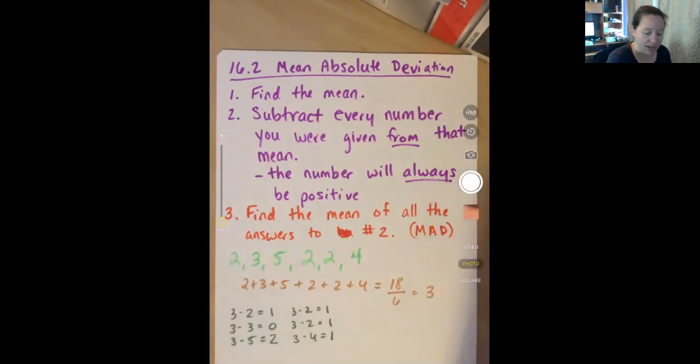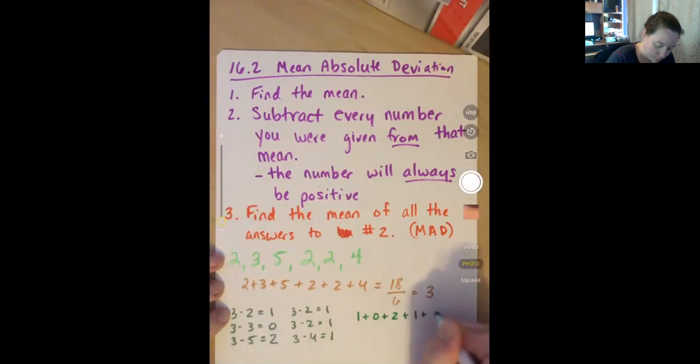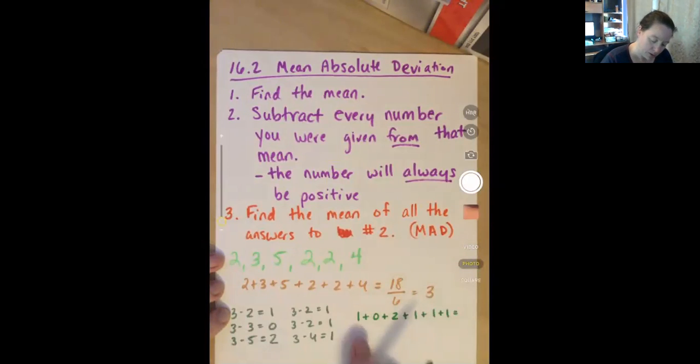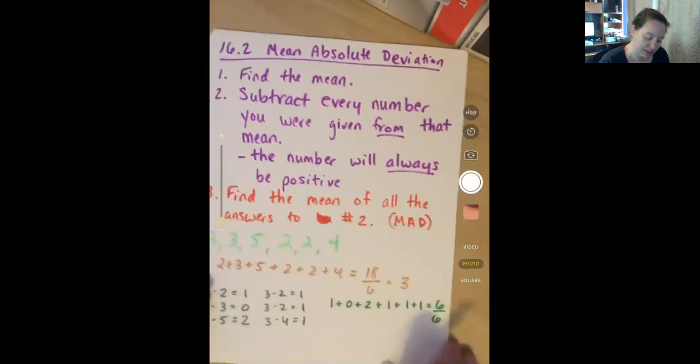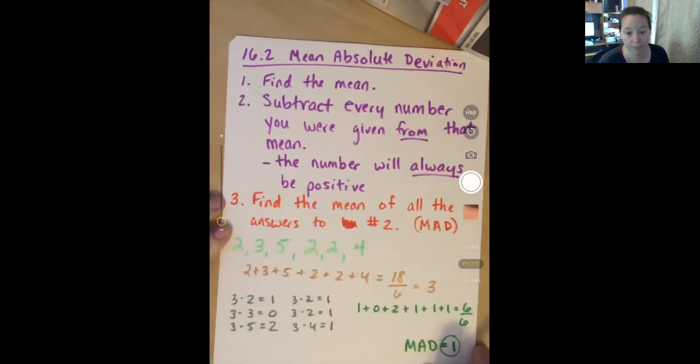Number 3, find the mean of all the numbers. So I now go 1 plus 0 plus 2 plus 1 plus 1 plus 1. 1, 2, 3, 4, 6, divided by 6. So our mean of deviation is 6 divided by 6, which is 1. MAD equals 1. Okay, that's it. That's all that the mean of absolute deviation is. Does that make sense to you?